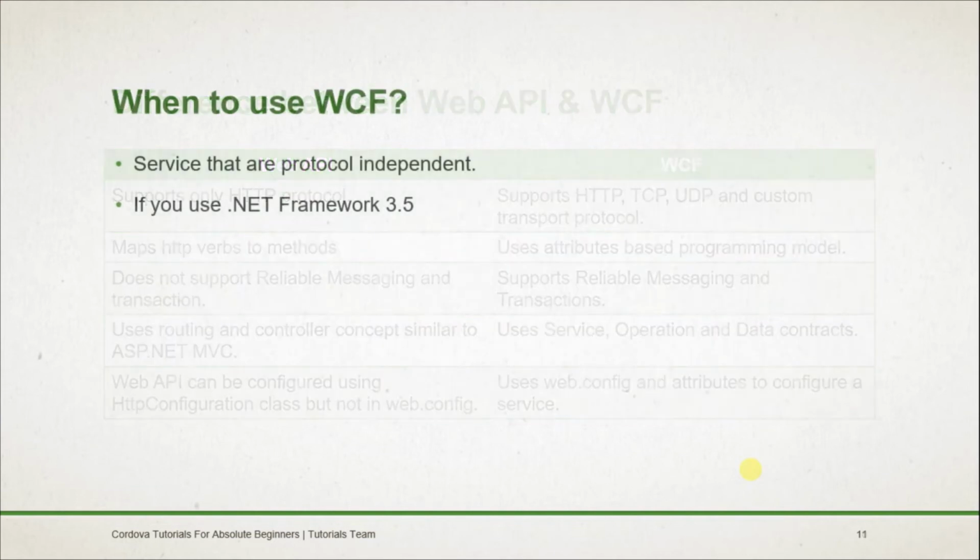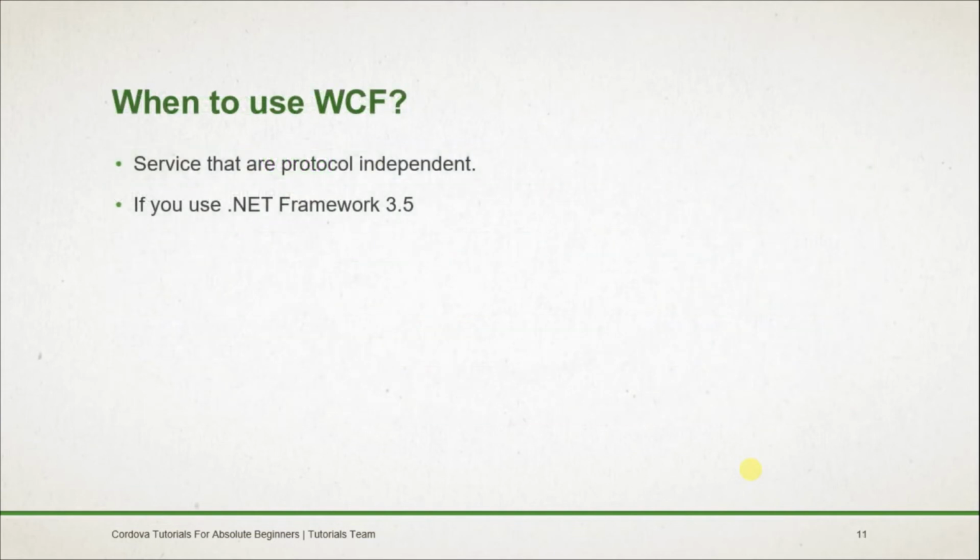When to use the WCF? WCF is most commonly used to create a service that is transport or protocol level independent. For example, if you are building a service that is accessed by various clients, let's take a Java client who requires HTTP as a transport mode, and a .NET client who requires the TCP protocol as a transport mode. If you are using .NET Framework 3.5 or lower, then you need to use WCF because ASP.NET Web API does not support .NET Framework 3.5 or lower.